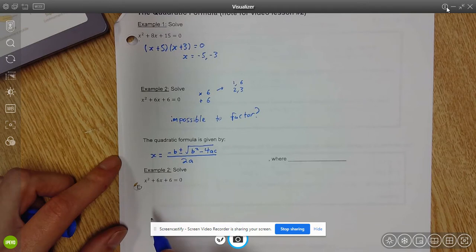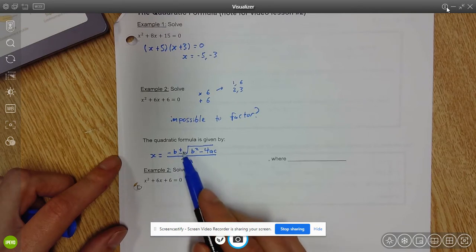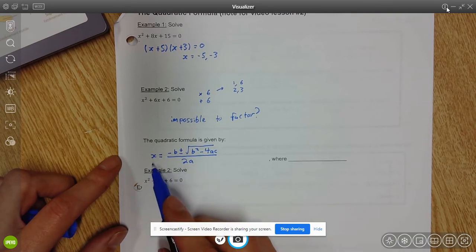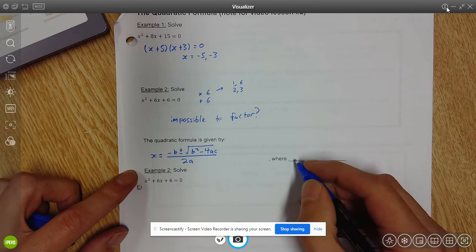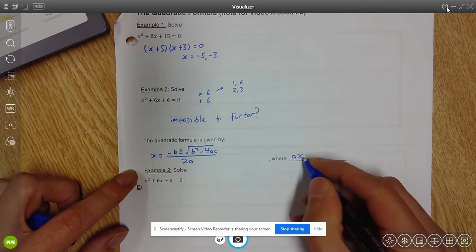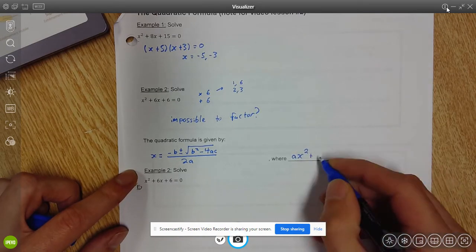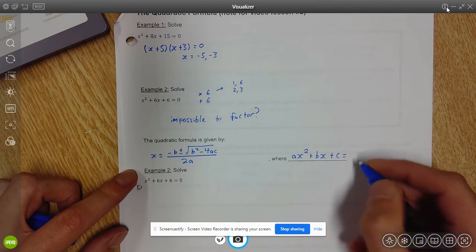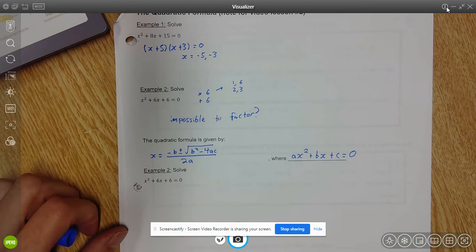You might see some strange things that you're not used to. What does this plus minus mean? And what does it mean when I have everything under the square root? But that's called our quadratic formula, and it's going to give me answers for x. And the quadratic formula only works when I have my equation set up in standard form.